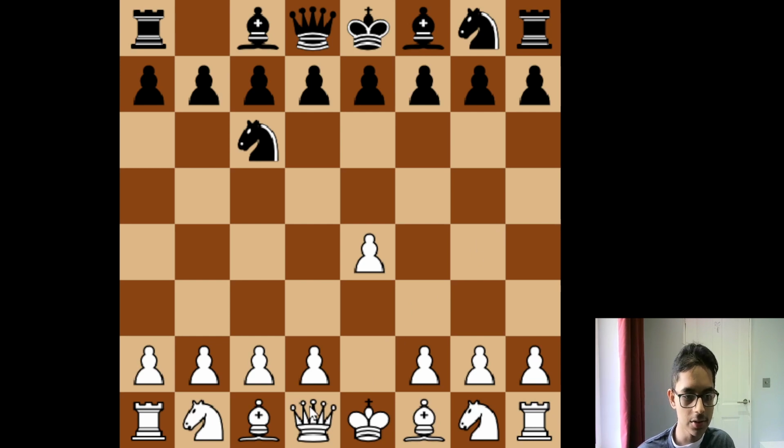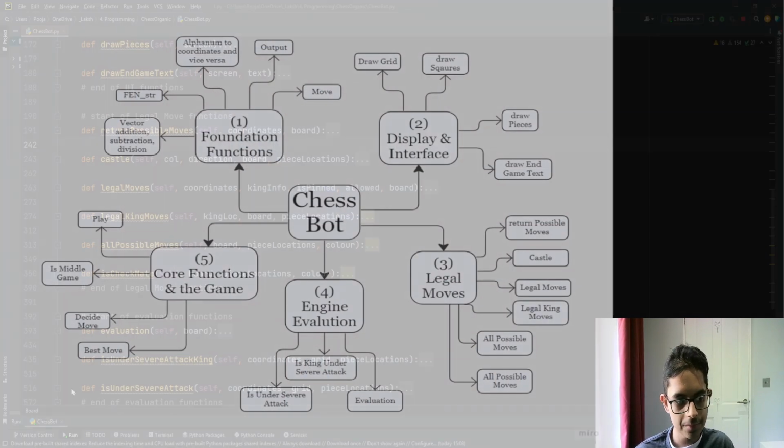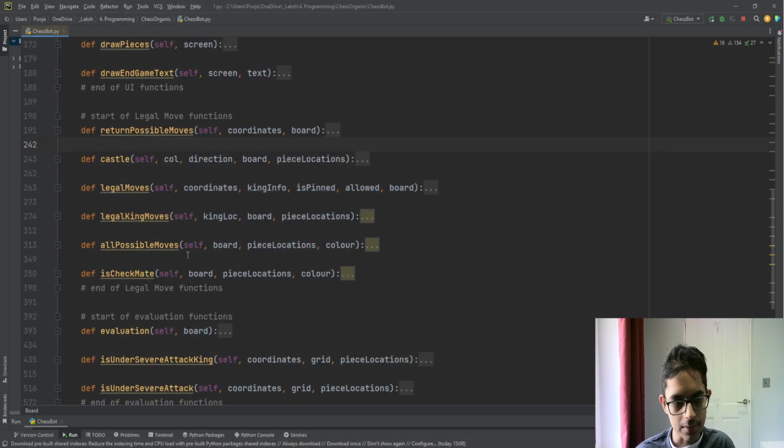However, what the queen cannot do is go into any of the squares here, or here, or here. The reason why is because it's being blocked off by different pieces across all of these different angles, and that's what we will be exploring in the return of the possible moves in this particular video. So now let's go to the functions.